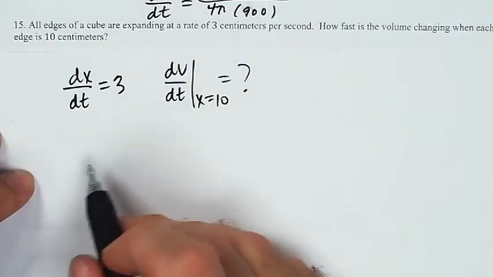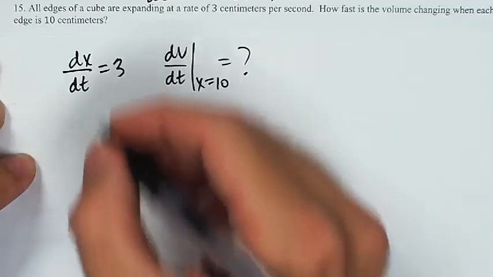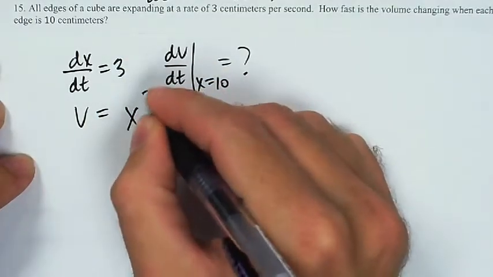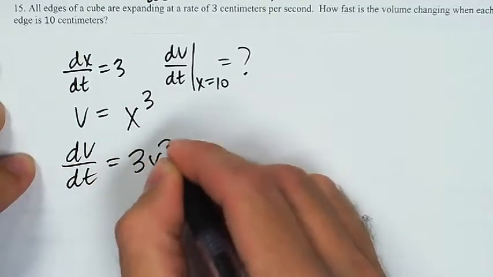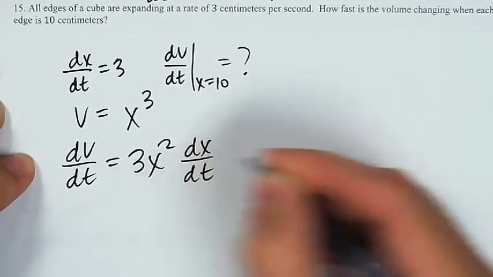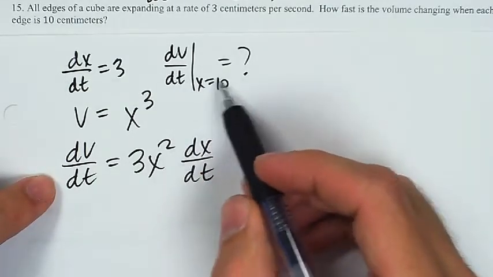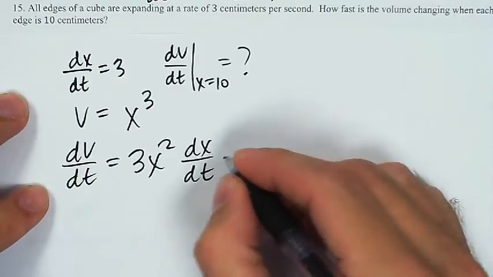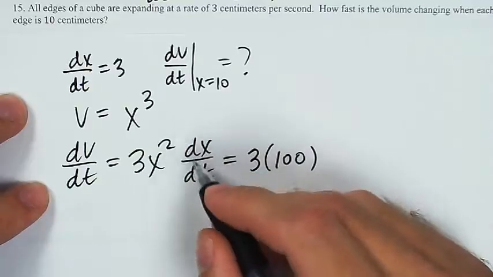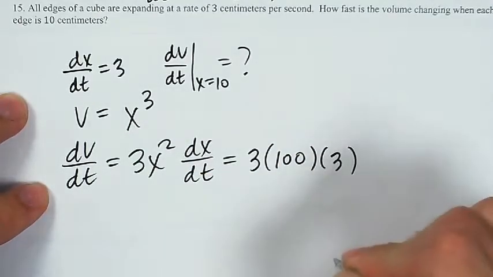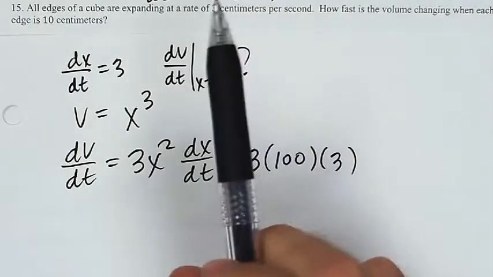So what I'm going to do is write down a formula for the volume of a cube. And that volume is going to be x cubed. So dV/dt is 3x squared dx/dt. They're saying find the value of dV/dt when x is 10. So that's going to be 3 times 10 squared, which is 100, times dx/dt, which is also 3. So it's going to be 900. 900 cubic centimeters per second.